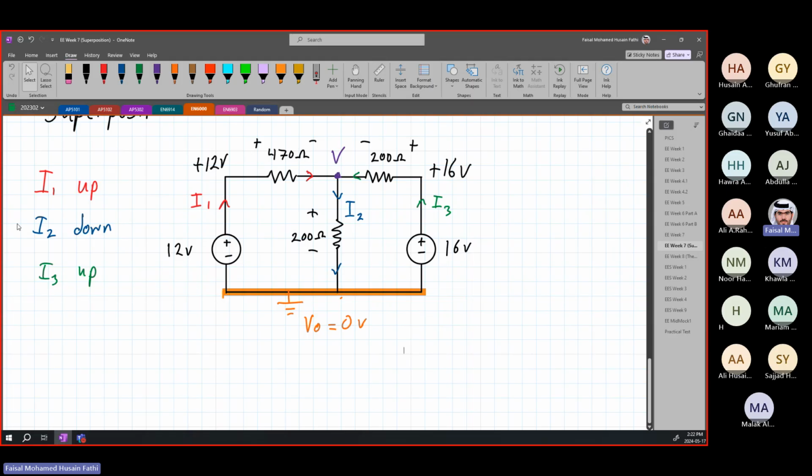So this is our assumption. We made the assumption of this. If we get a negative value, we know that it has to be in the opposite direction. So it's fine. This is just our assumption.